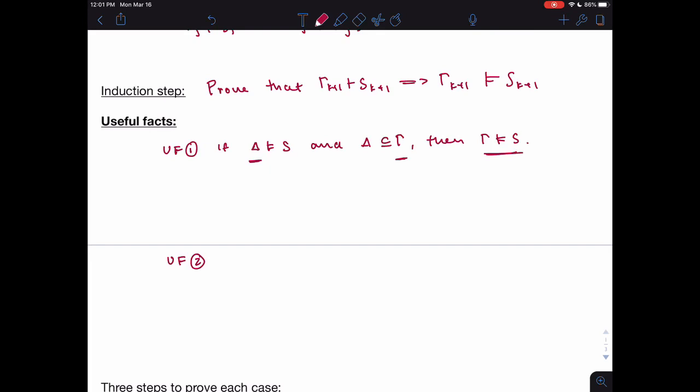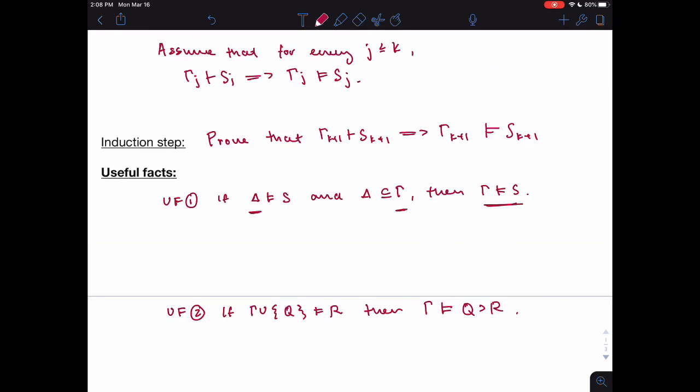Useful fact 2 is the following. If gamma union Q truth functionally entails R, then gamma truth functionally entails if Q, then R. This one is perhaps a little less intuitive, but there is a proof of this in the textbook. I believe it's Metatheorem 6.3.3, and it follows very simply from some facts about the truth table of the material conditional. I'll leave it to you to go back to the textbook to look over.